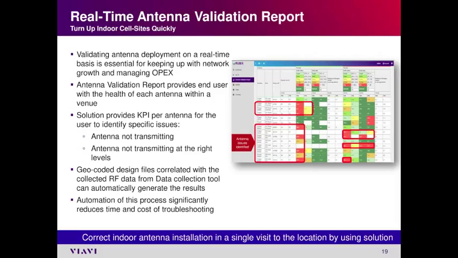Even anybody from anywhere can log in. Even the engineer who is walking can log into the network, or basically into the cloud, and look at the real-time data, whether it makes sense or not. And a construction crew can be engaged to fix the issue in real time. So basically, you can correct indoor antenna installation in a single visit to the location by using this solution. Like I said, the whole objective here is to improve the method in which we deploy DAS so that the time it takes to deploy and optimize DAS can be significantly reduced.